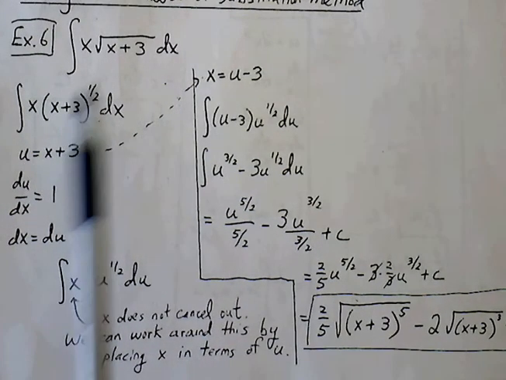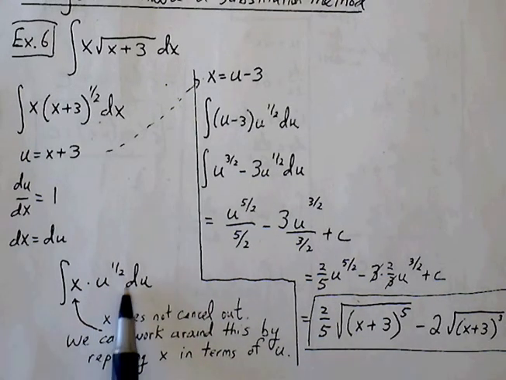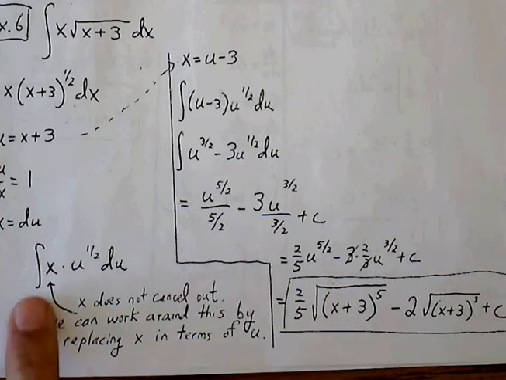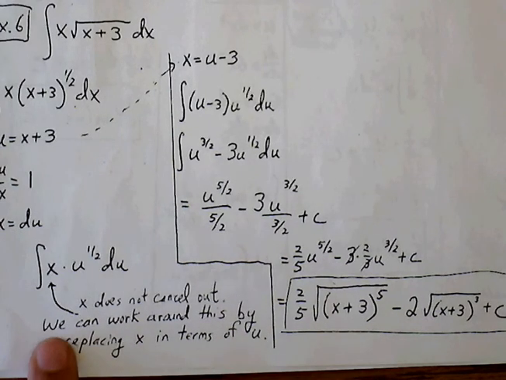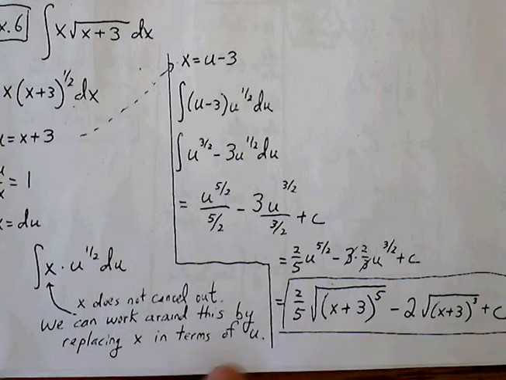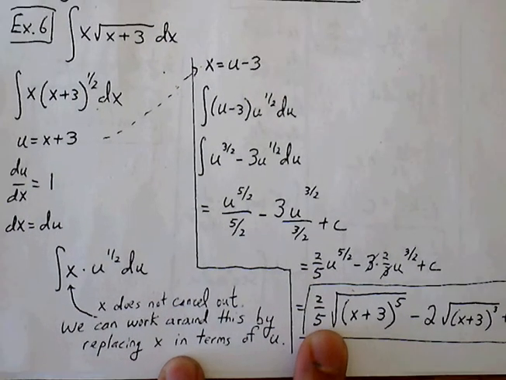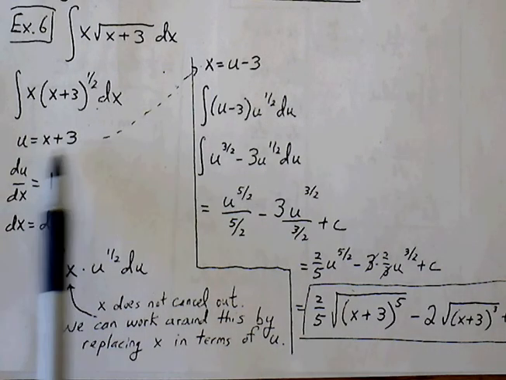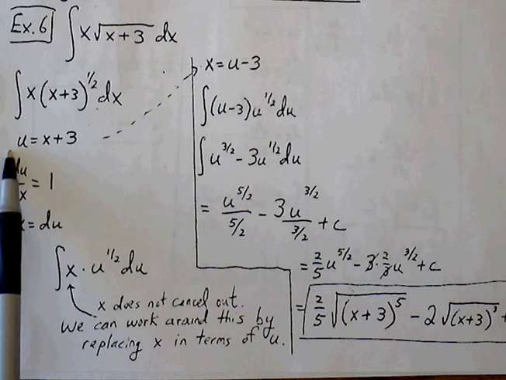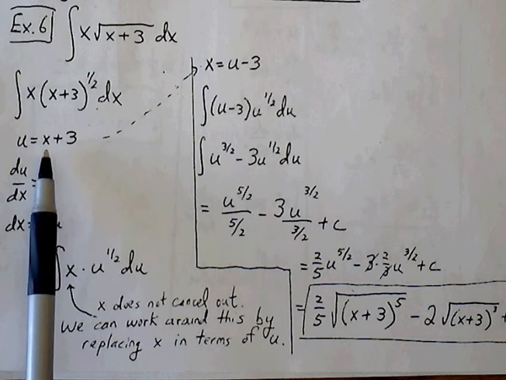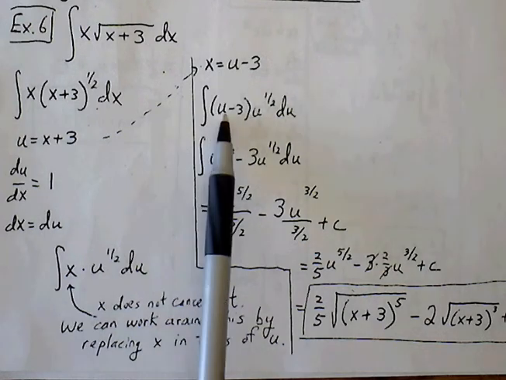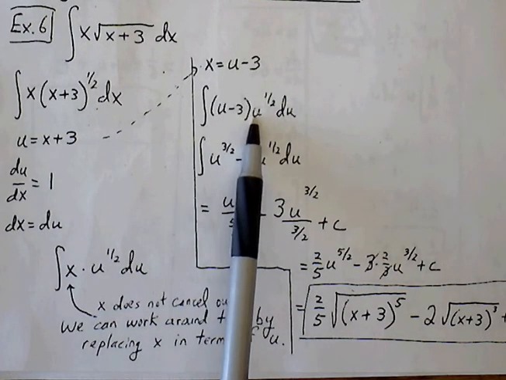Make our substitutions, so x plus 3 gets replaced with u to the 1/2. x does not get replaced, but dx does get replaced with du. And so now we have a problem here, because this x does not cancel out. However, we can work around this issue by replacing x in terms of u. So we want to look to see what's given to us and what we can do to help us work around this problem. So we do have this u equals x plus 3, right? What if we rearrange this to solve for x? So x is u minus 3. If I do that, then I can replace this x in terms of u. In this case, u minus 3 times u to the 1/2 du.